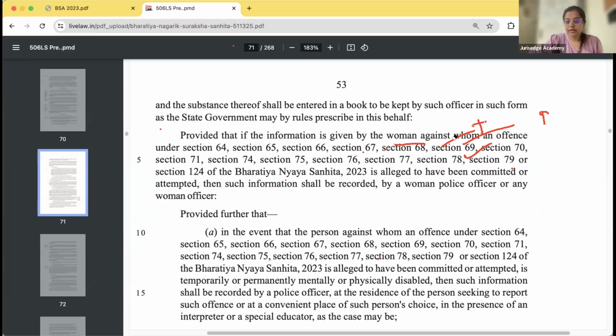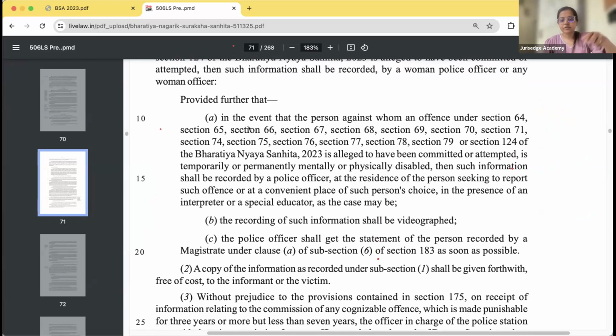There are more parts to this sexual offences proviso. In the event that the person against whom an offense under section 64, 65 and these provisions is committed, or is alleged to be attempted to be committed, is temporarily or permanently mentally or physically disabled, the victim is permanently or temporarily, mentally or physically disabled.